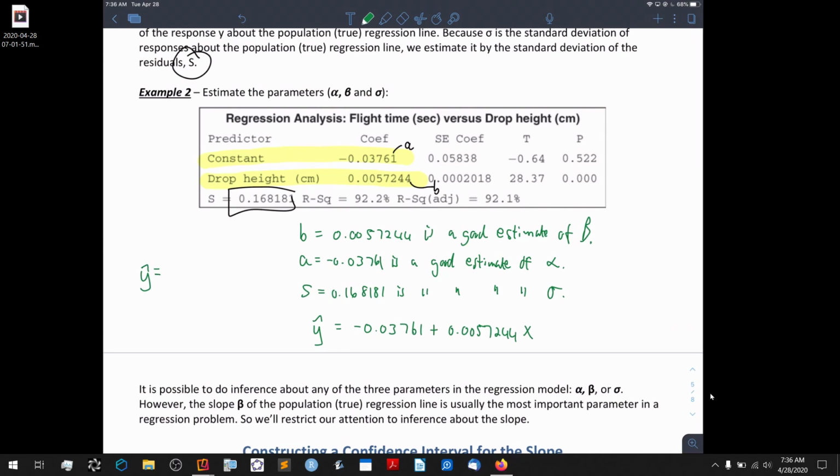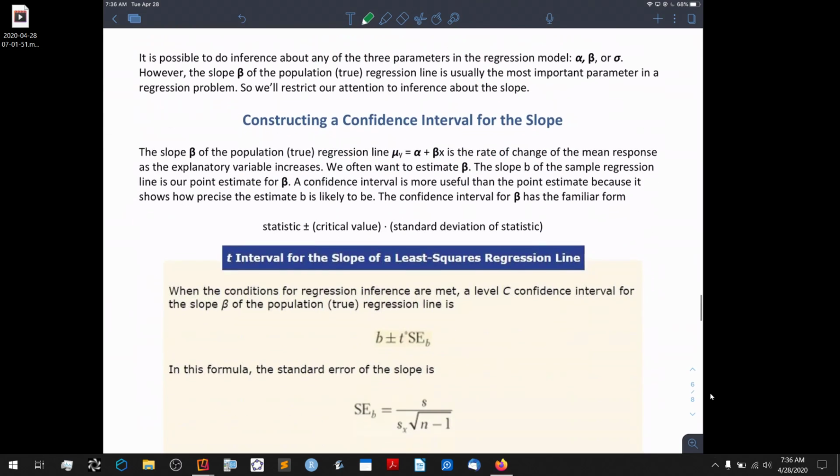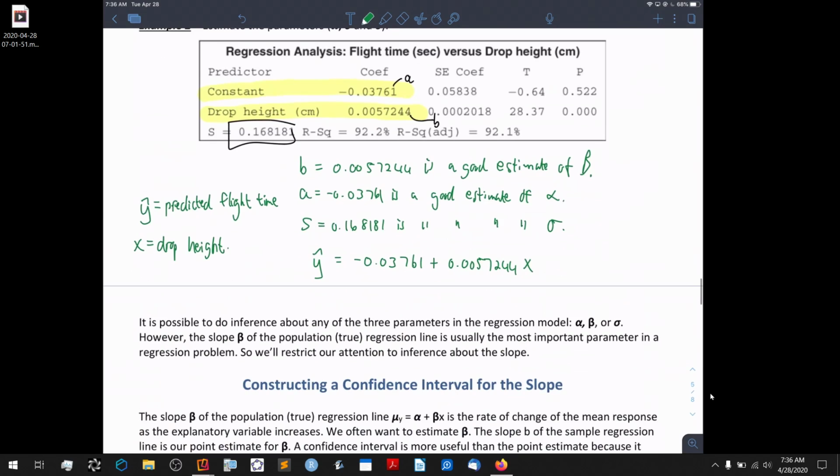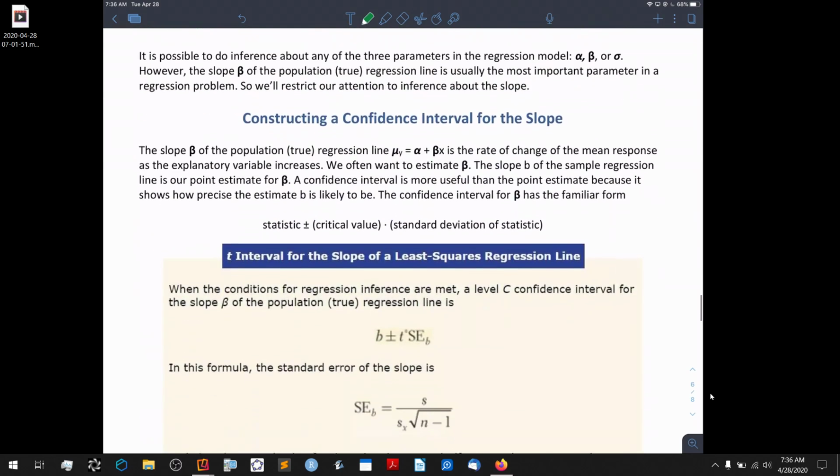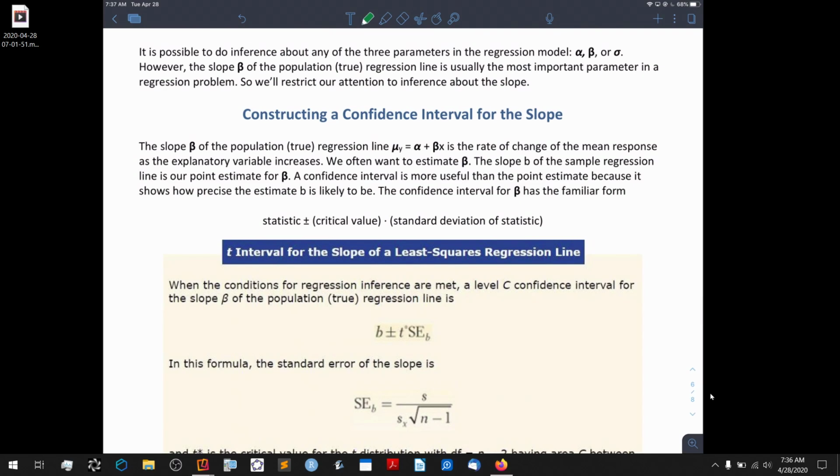Then you should say y hat is predicted flight time, and x is the drop height. I remember all this stuff from chapter 3. This was all review from chapter 3. So it's possible to do inference about any of those parameters, parameters being population values, remember that, parameter and statistic. But actually what we care about most is the slope.